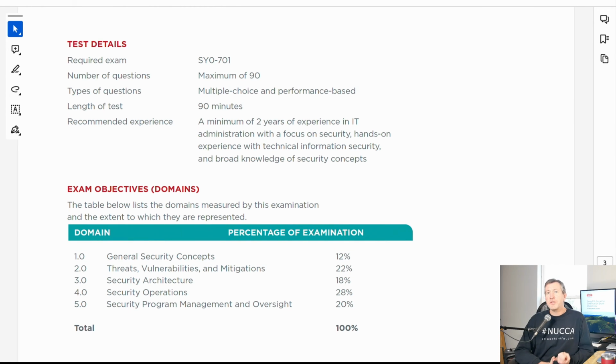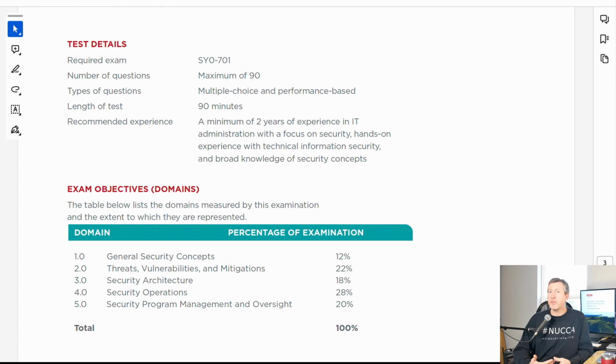So the SY0-701 is going to be a maximum of 90 questions. Now, that doesn't necessarily mean you're going to get 90. You could get 83, you could get 81, you could get 72. It's just basically saying a maximum of 90 questions. They've got a rather large question bank, and they're going to randomly choose a set of questions for you to take there. Now these questions are multiple choice and performance based.